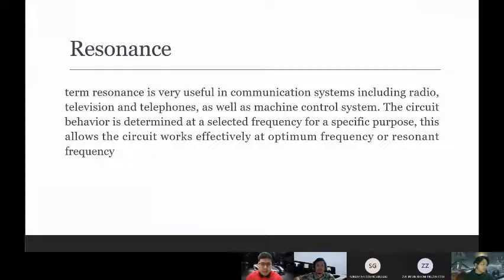Resonance is very useful in communication systems including radio, television and telephones, as well as machine control systems. The circuit behavior is determined at a selected frequency for a specific purpose. This allows the circuit to work effectively at the optimum frequency, or resonant frequency.